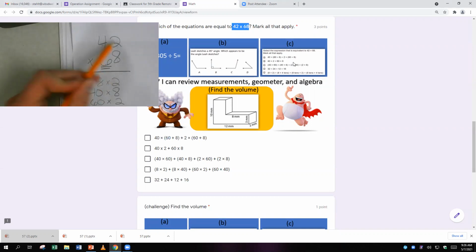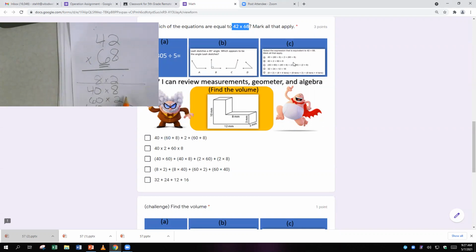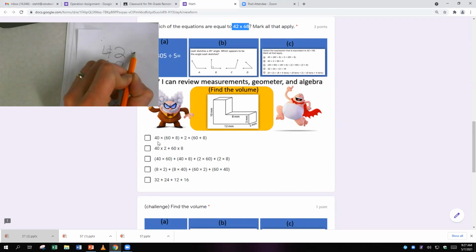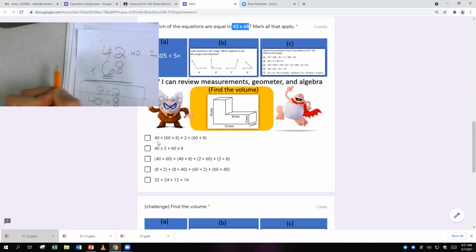8 times 2 is 16. And then 4 times 8 plus 1 is, and then you'd go through 33, and you'd write all that down, right? And then after that line, you'd put a 0. But this is technically what we did, right? So I'm going to use this to kind of help me determine which one of these is right. So this one says 40. Remember, 42 is 40, and it's 2. 68 is 60, and it's 8.